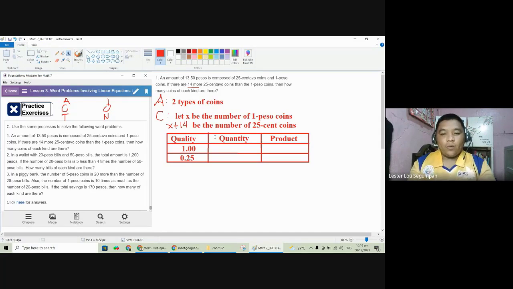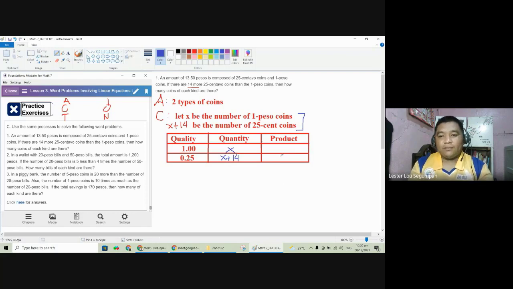The quantity is already given by the previous step. Simply place it here, which corresponds to each type, so that it will be easier for us to have our translation later. So how many 1 peso coins are there? We don't know, but we have represented it with x. How many 25 centavo coins are there? Again, we don't know, but we have represented it with the expression x plus 14.